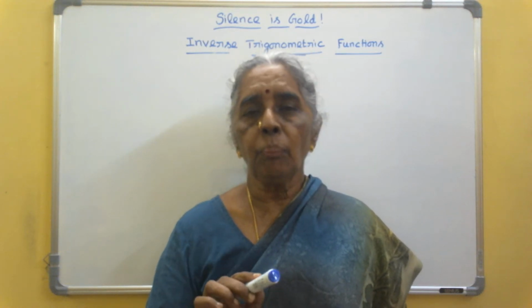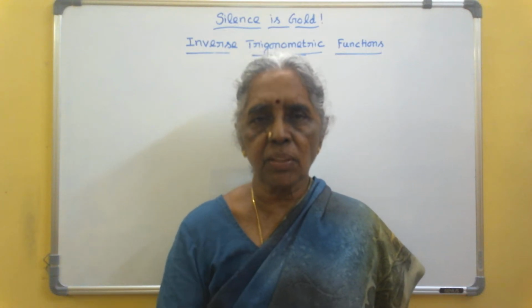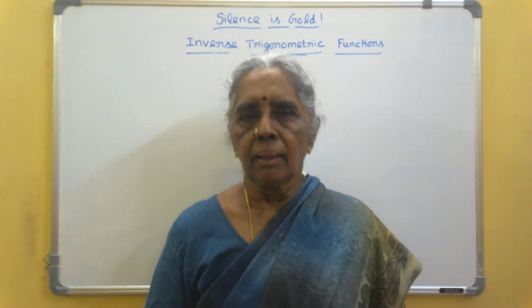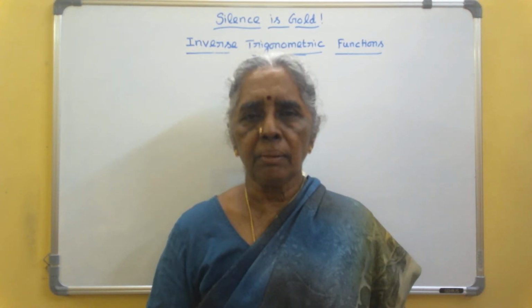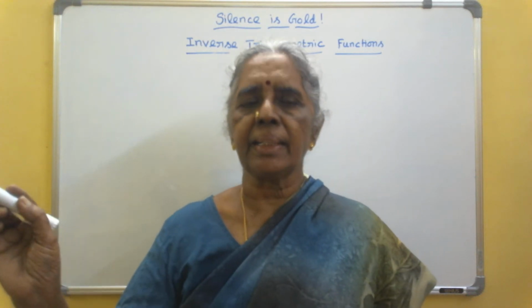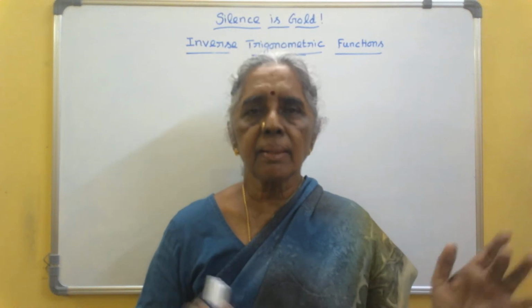Second, you should know in which quadrant which trigonometric ratio is positive and in which quadrants it is negative. That's very important. You should know the relation between radians and degrees, that is, pi radians is equal to 180 degrees. So this conversion will help you to tackle certain MCQ sums.